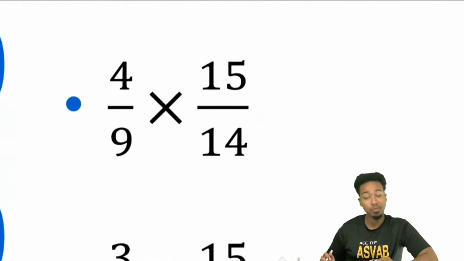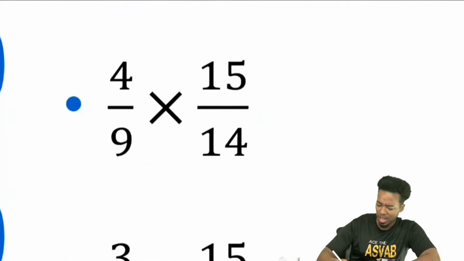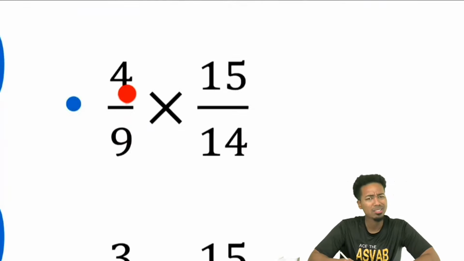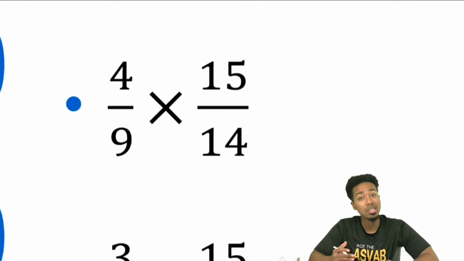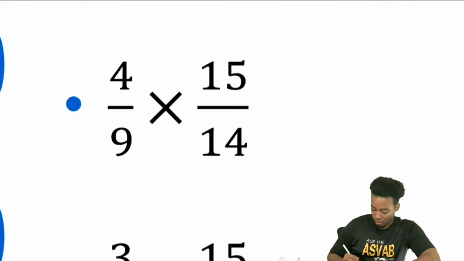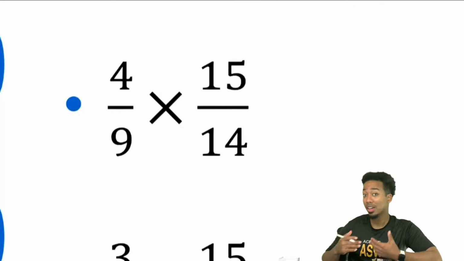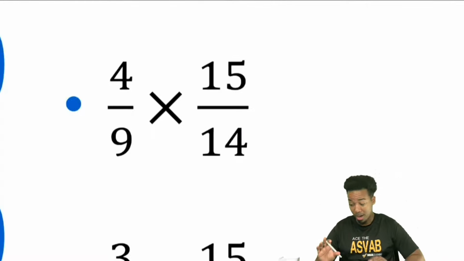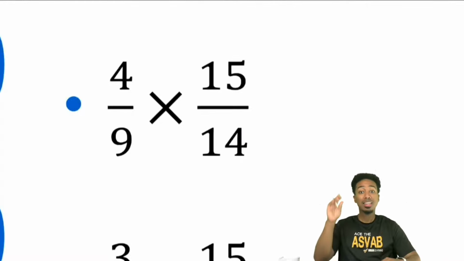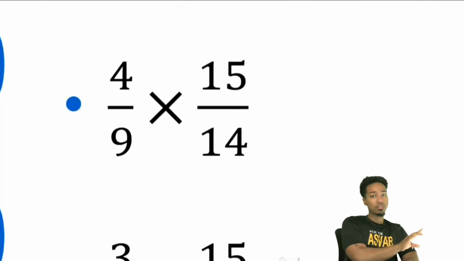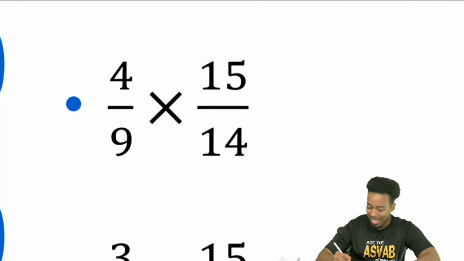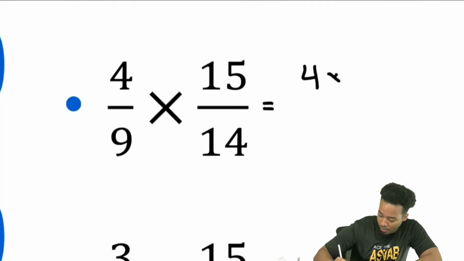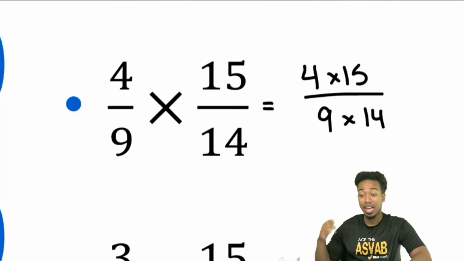So 4 over 9 times 15 over 14. Everyone, you might be saying, hey, coach, what do you mean? 4 and 9, they don't share anything. 15 and 14, they don't share anything either, coach. What I mean is, everybody, when you are multiplying fractions, because you're going to multiply the top with the top, and the bottom with the bottom, when you simplify, it doesn't matter if this one isn't above the other denominator. It doesn't matter. Because at the end of the day, this is what it looks like: 4 times 15 over 9 times 14.